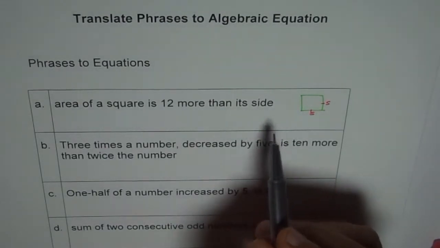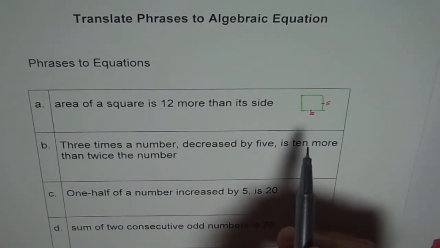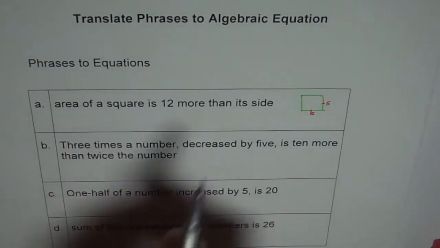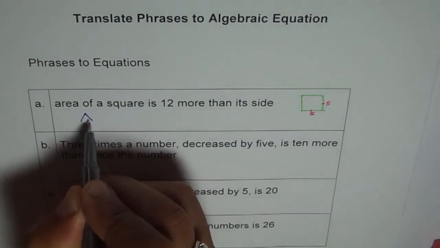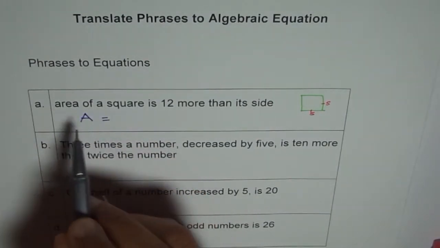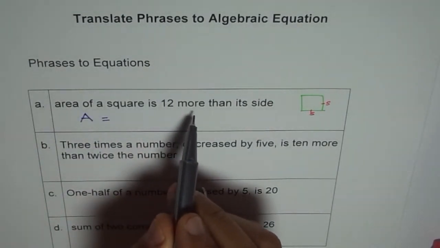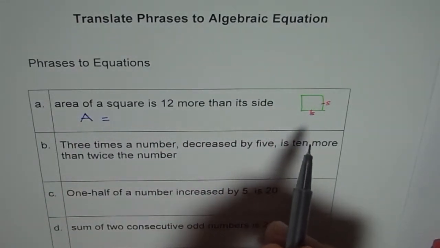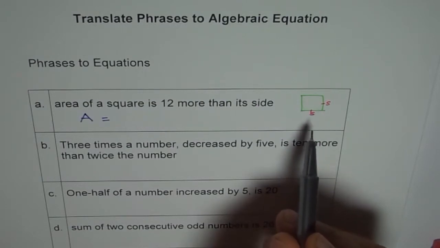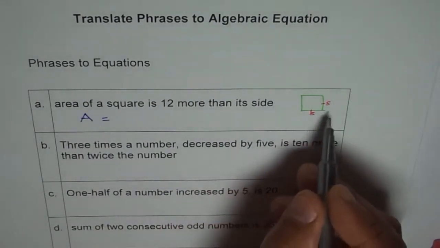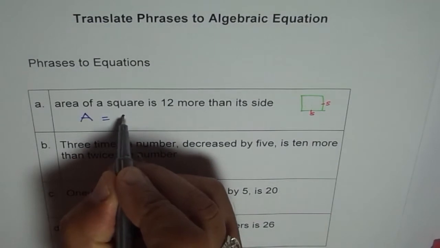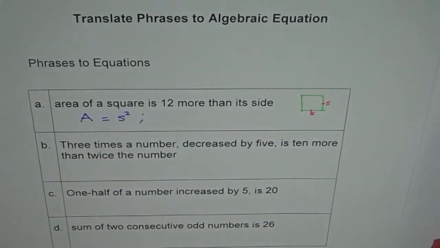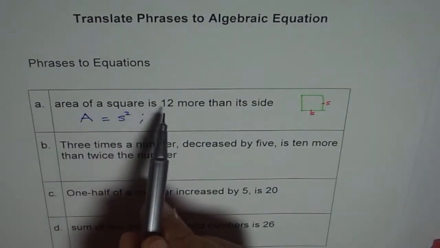So we say let the area of the square be a. So first we define a variable, okay? So we say let the area of the square be a. In that case, a is equal to, area of the square is 12 more than its sides. So what is area equal to? Area is equal to side squared. You know that, right? So this is the first equation, kind of. We're just trying to see how to develop it, right?